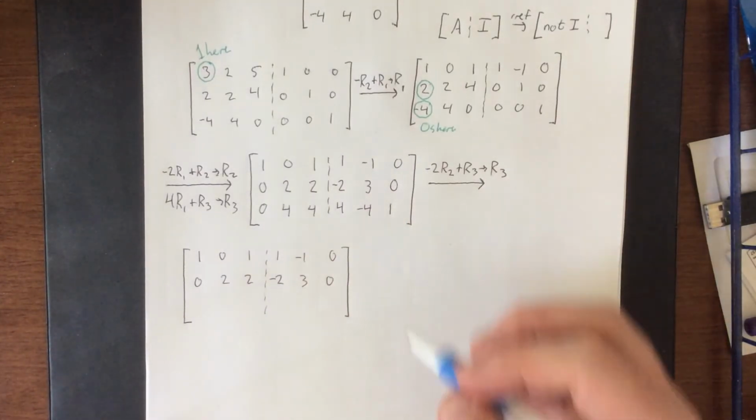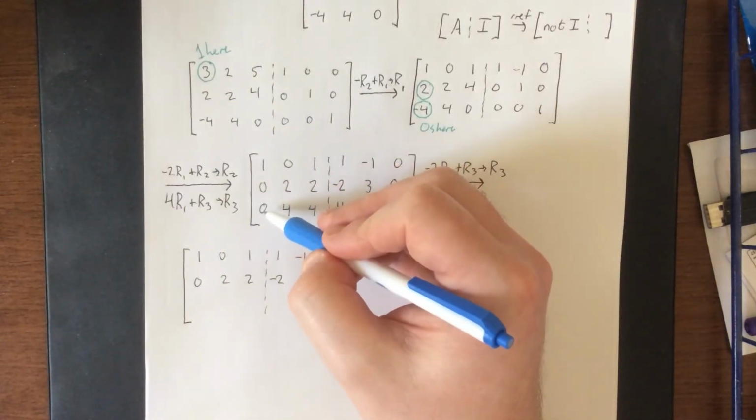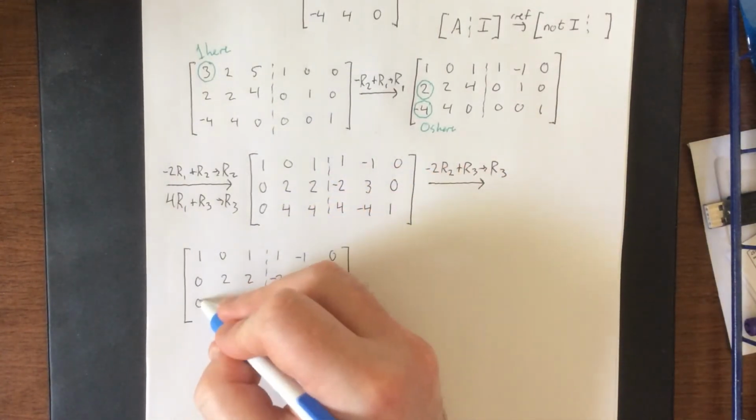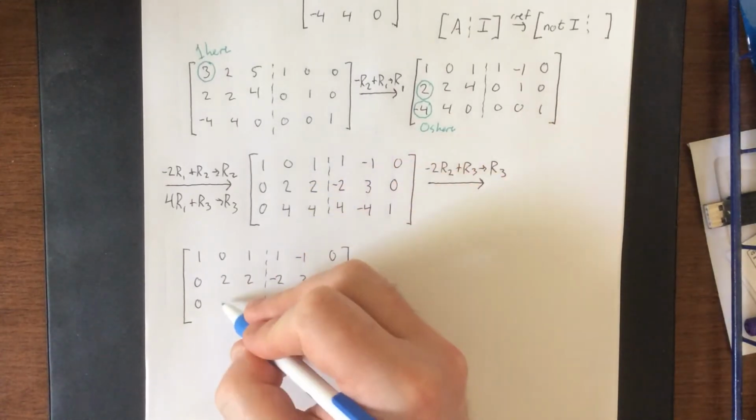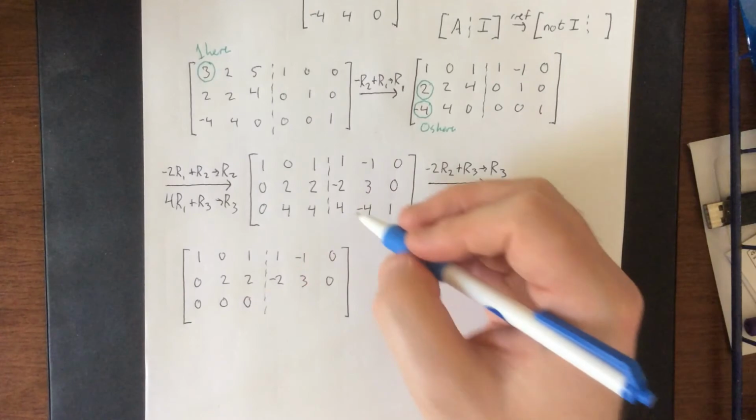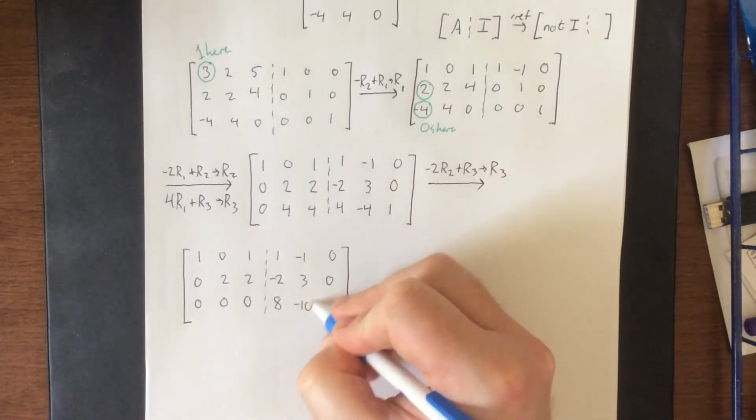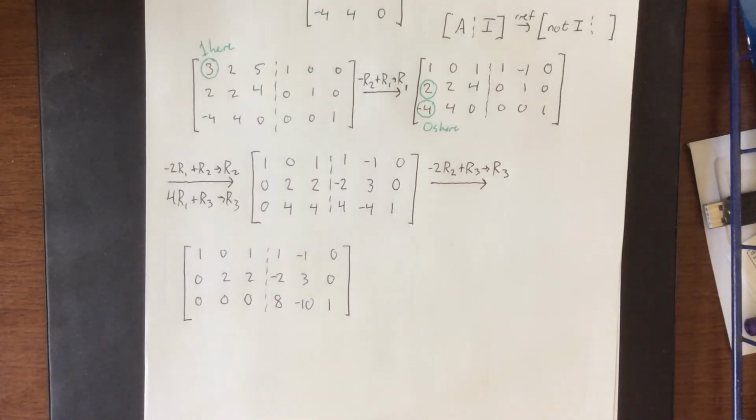The third row will be taking negative 2 times the second row and adding to the third row. Negative 2 times 0, add to 0. Negative 2 times 2, add to 4. Negative 2 times 2, add to 4, we get 0. At this point, we're technically done with the problem, but because I like doing this, I'm just going to take it all the way here.